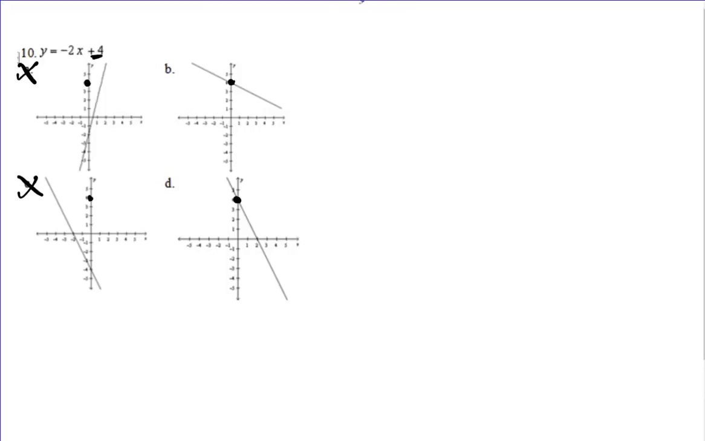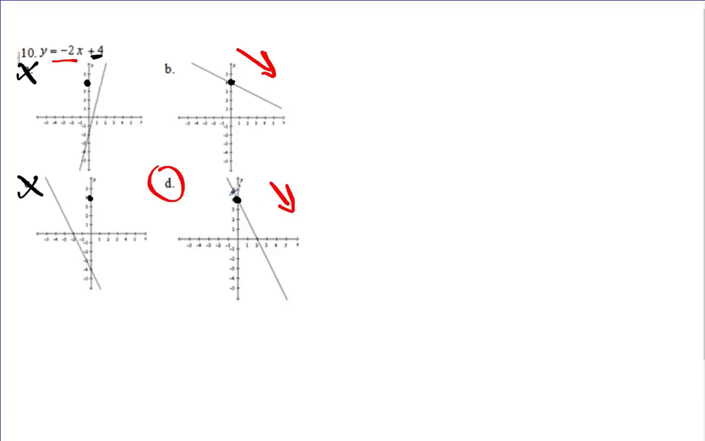Our slope is negative, which means it has to be going downhill, but that doesn't eliminate anything. So what we look at, as we just said, is that this isn't a fraction, this is a whole number, so it's going to be steeper. Comparing these two, I only have two answers left, so which of these lines is steeper? That's this one right here. So I know this is my answer without having to really consider any of the points except the y-intercept.